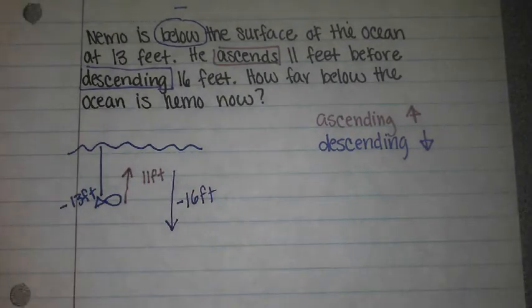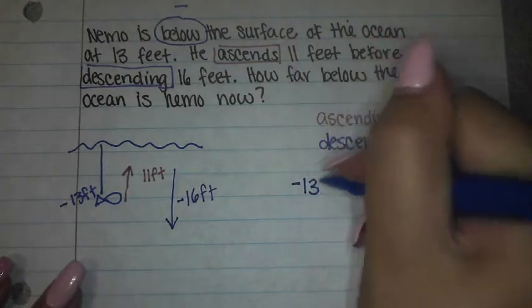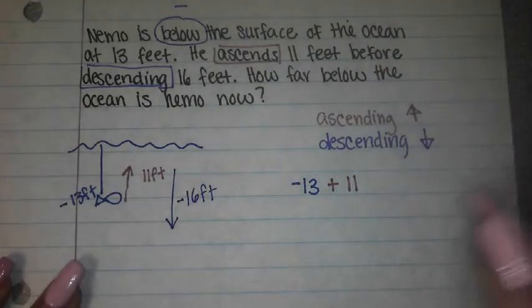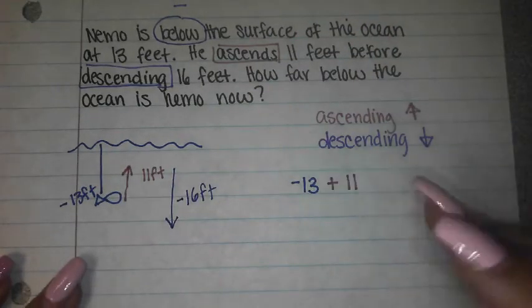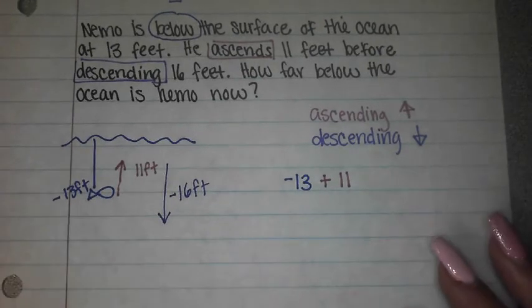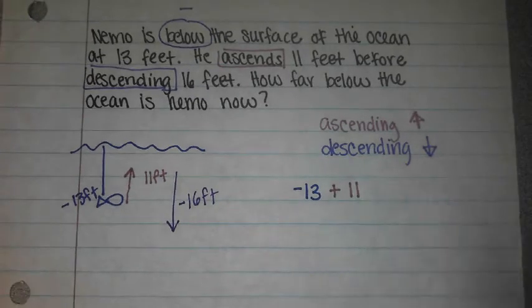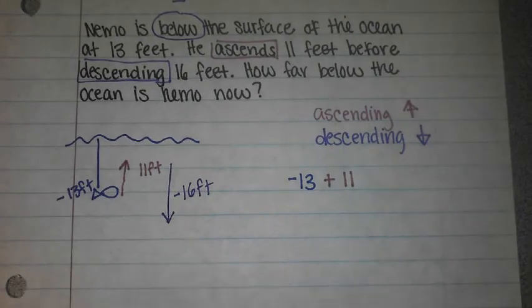So that means what we're going to have to do is take negative 13 and add it to 11. And then you got to follow your rules from the previous video or your notes. So you need to ask yourselves, are these signs the same or different? You got a negative and a positive, so they're different. So that means we need to subtract.